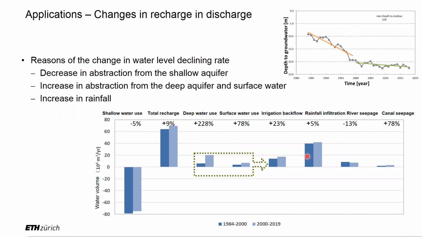So a box model can help us answer this question, why the decline rate of water level is not so fast. That is because the groundwater use of the shallow aquifer decreased, and at the same time, the rainfall increased and also the irrigation backflow recharge increased due to the increase of use in deep water and surface water.